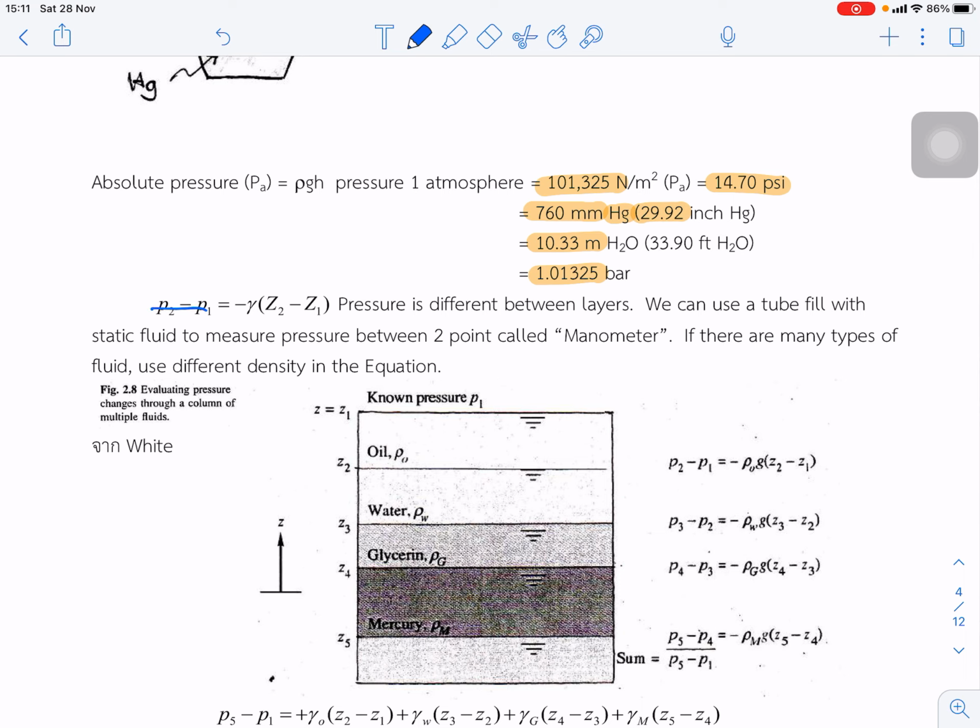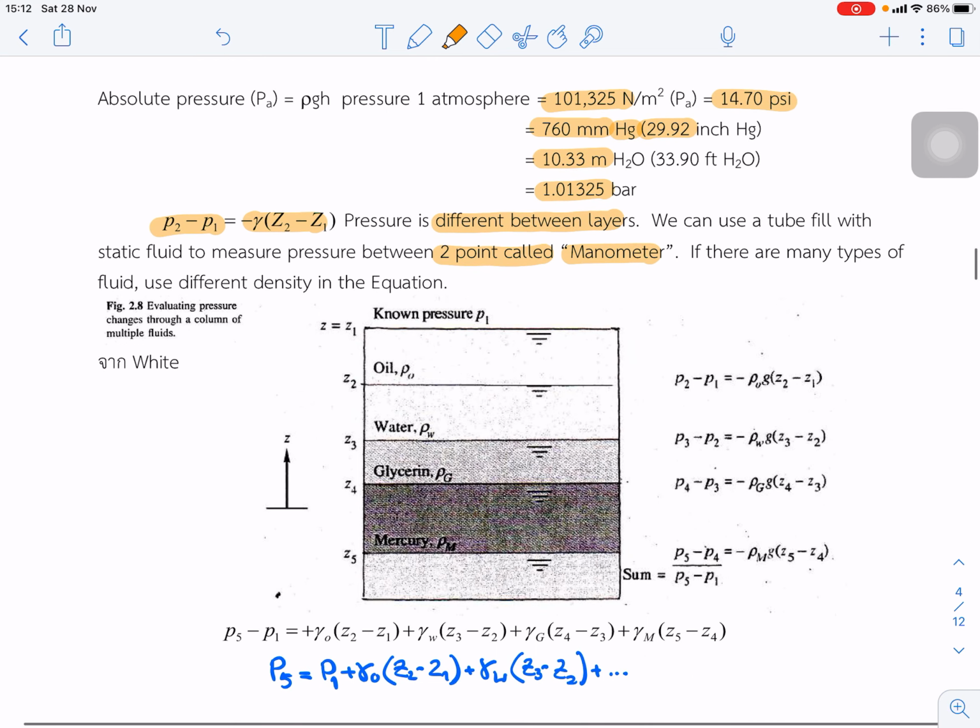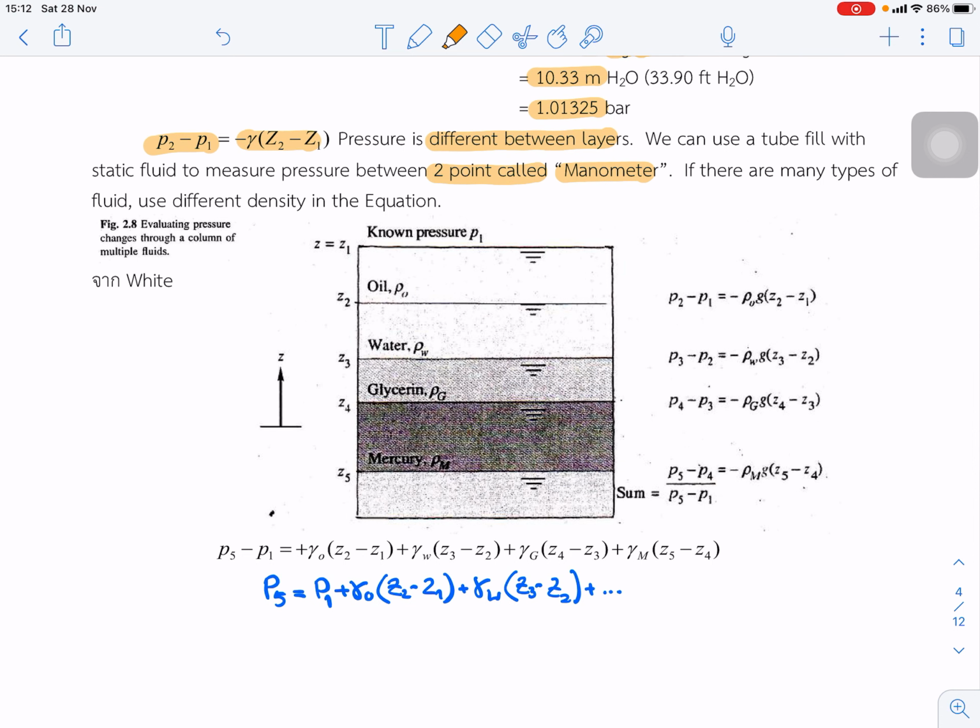The pressure difference between layers depends on the elevation. Pressure is different between layers. We can use a tube filled with static fluid to measure the pressure between 2 points. We call it a manometer. There are many types of fluid used, with different density in the equation. So in this case, we use different layers of fluid, for example, oil, water, glycerin, mercury. Okay, and we can estimate the pressure difference between 2 points, point 1 and point 2.